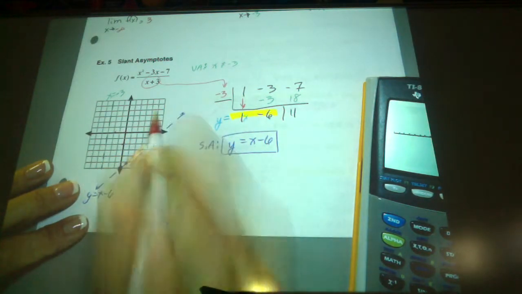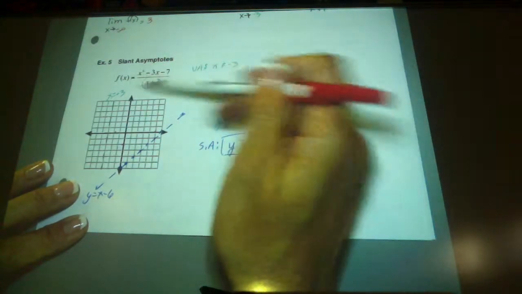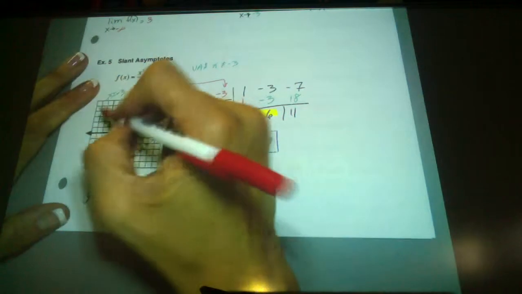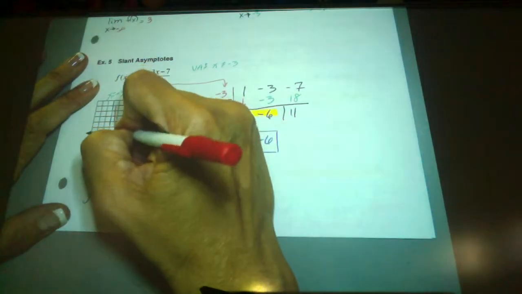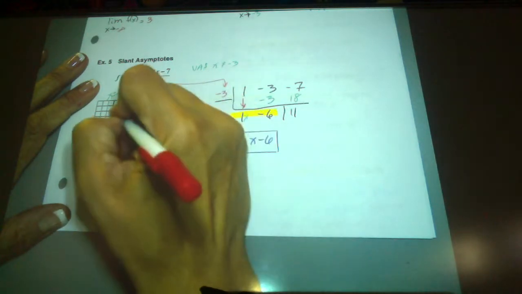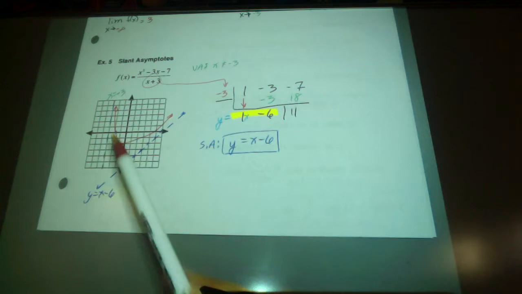If I wanted the exact numbers, wouldn't I do second calc? Or wouldn't I factor this, right? That kind of thing. Well, we're just sketching here. So I'm going to swoop it through here. And so it's approaching this slant asymptote on the right and this on the left.